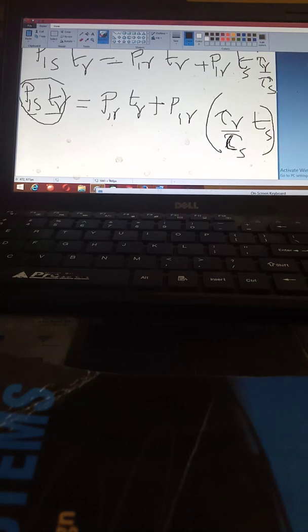Now what is P1R into TR? It is the amount of energy dissipated per cycle. That means rate of dissipation per second being P1R during running time of TR. Correct. This first term is that amount of energy dissipated per cycle. Second, during which time? TR time means running time.